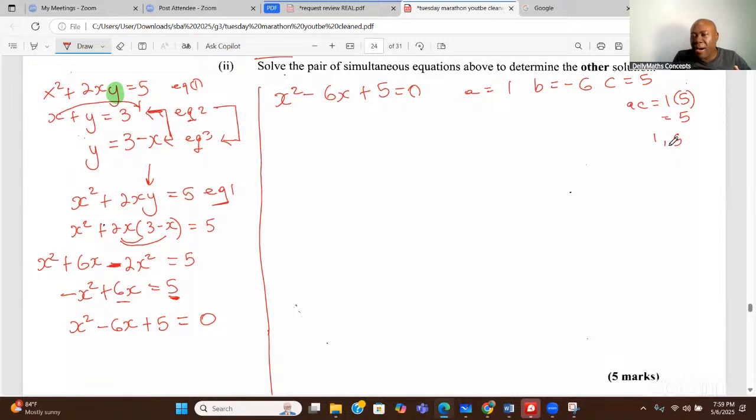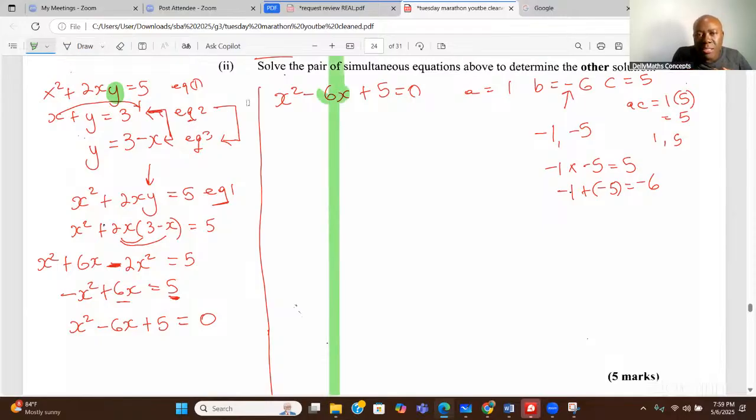AC is positive. So that means you need either two positive or two negative. But because your b is negative, you have to use -1 and -5. Because remember now, -1 times -5 gives +5, and -1 plus -5 gives -6. So you could see that it multiplied to give you your AC, but when you add it, you get back your B. So we're going to use -1, -5. And remember where it's going to go. It's going to take the place of the -6.